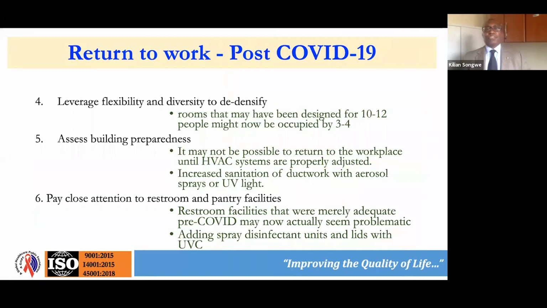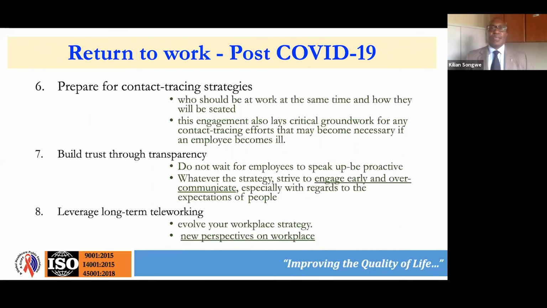But talking about the return to work, which is where we were, there needs to be some kind of flexibility as to what is going to happen, how you're going to use the space you have, access building preparedness. Staff are coming back. What is going to happen in terms of the natural flow of the air in the space? How is it going to be controlled? How is sanitation going to work? And then pay close attention to restrooms and pantry facilities. That's a really big thing because you're going to have multiple staff using the same pantries, using the same restroom, and we need to pay attention to those kinds of things.